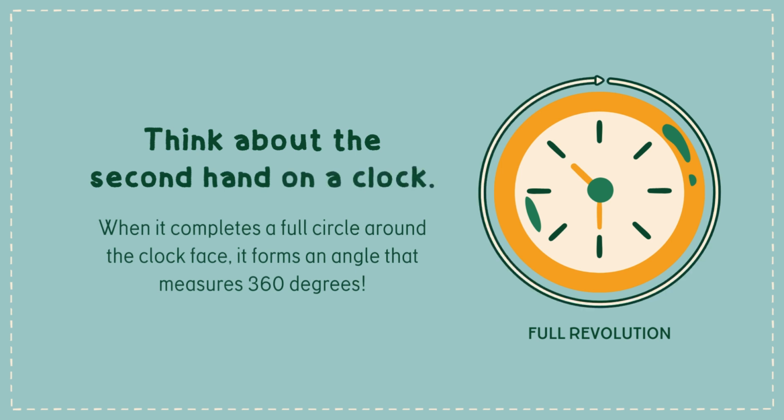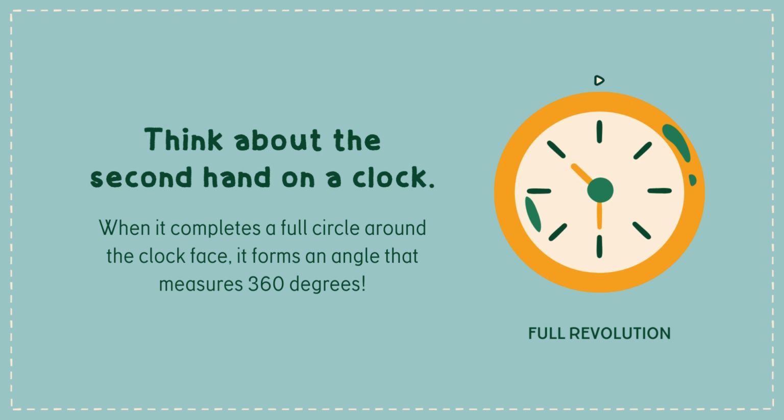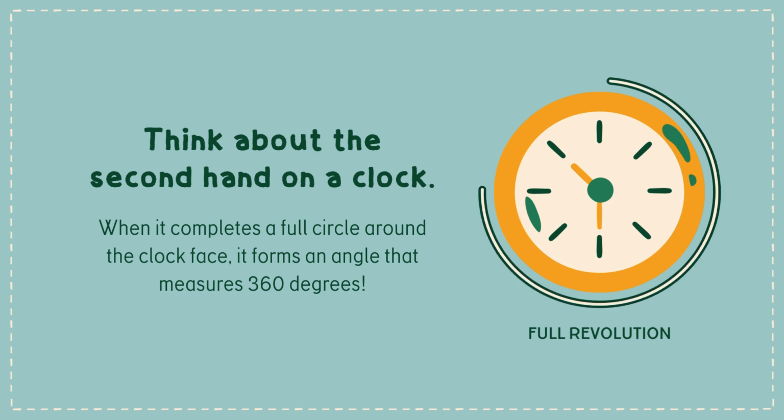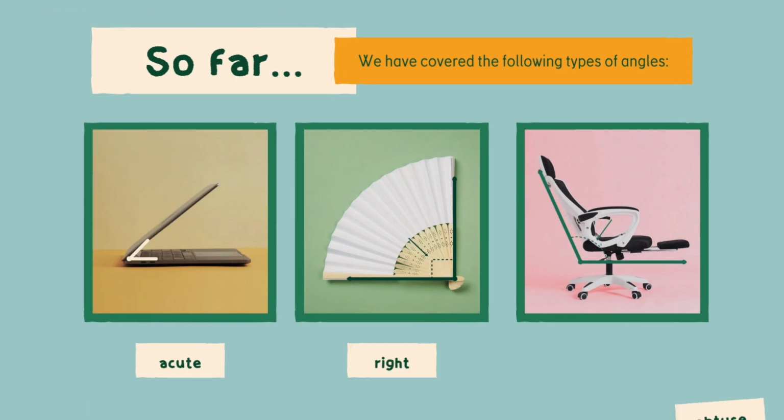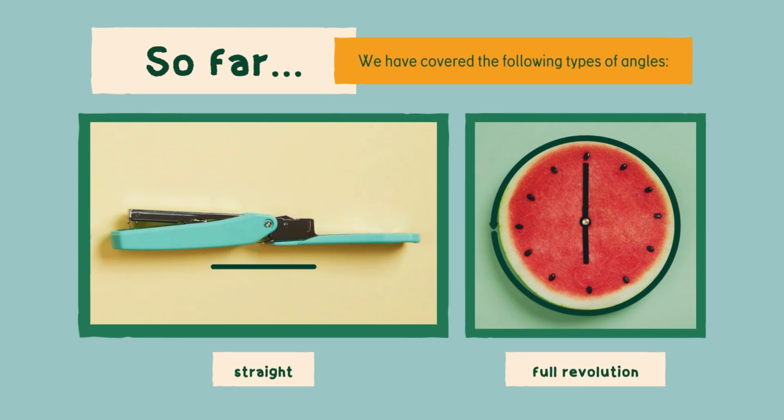Think about the second hand on a clock. When it completes a full circle around the clock face, it forms an angle that measures 360 degrees. So far, we have covered the following types of angles: acute angle, right angle, obtuse angle, straight angle, and full revolution.